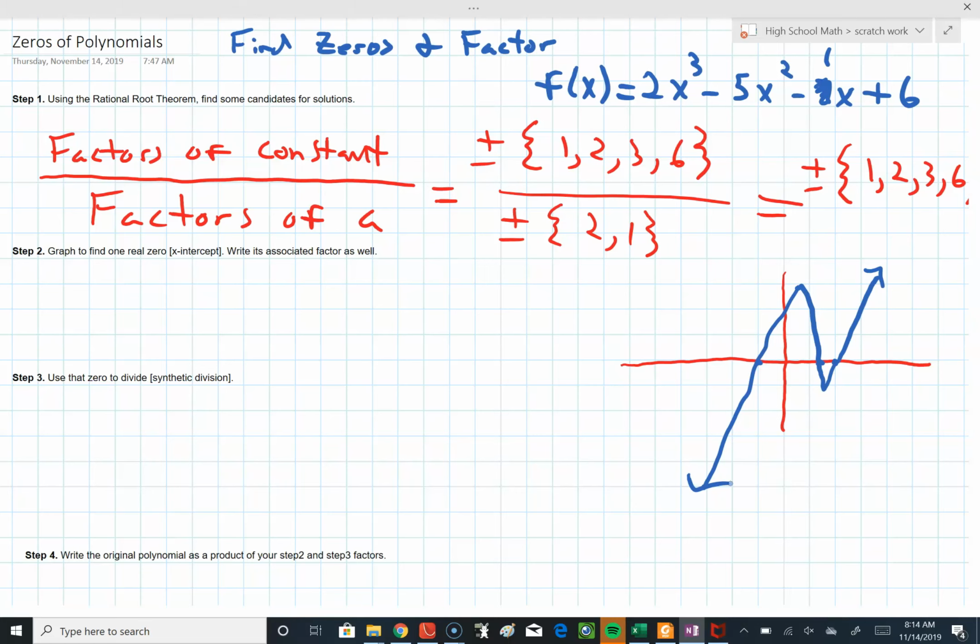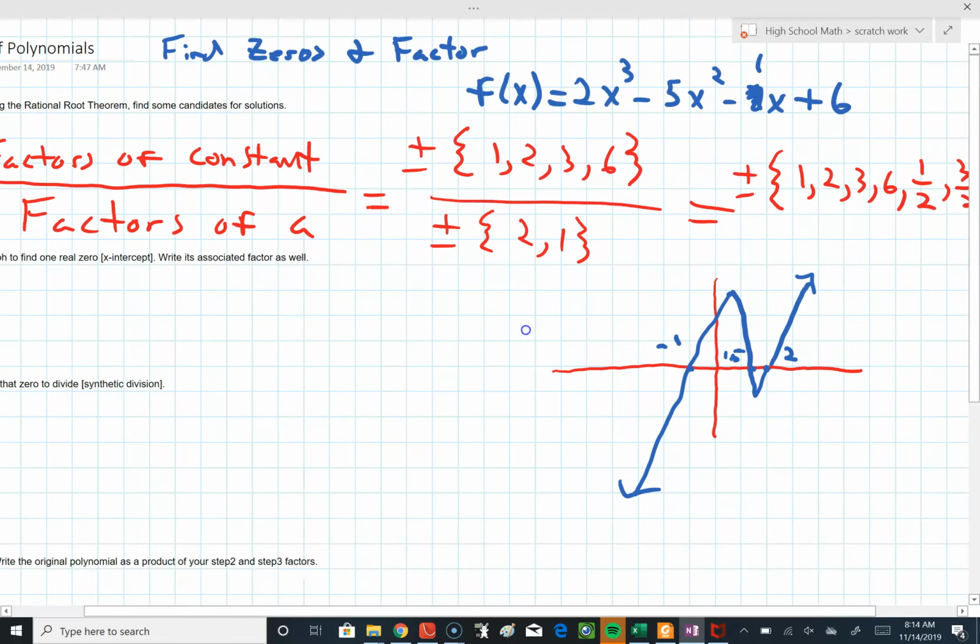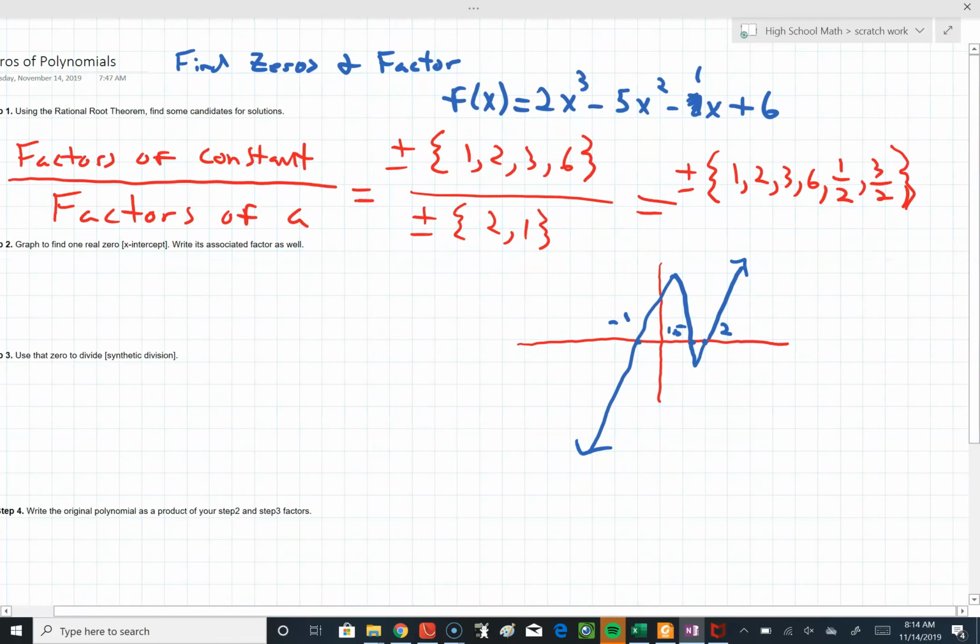Okay. -1, 1.5, and 2. Those are the three zeros. And naturally they're on that list. Plus and minus, so that's -1, that's 1.5, and that's 2.